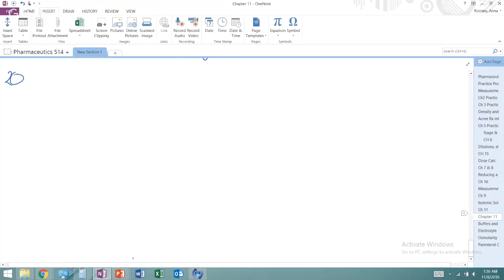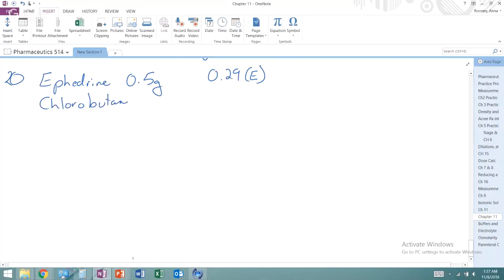All right, ephedrine hydrochloride, we have 0.5 gram. Its E value is 0.29. And then chlorobutanol, that is 0.25 grams, and 0.24 is its E value.